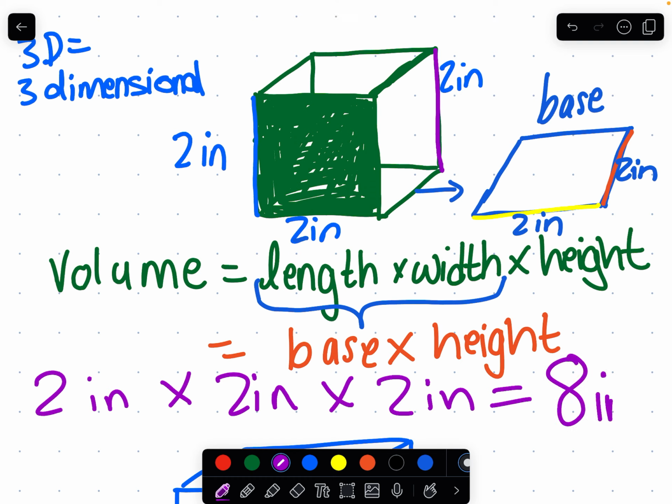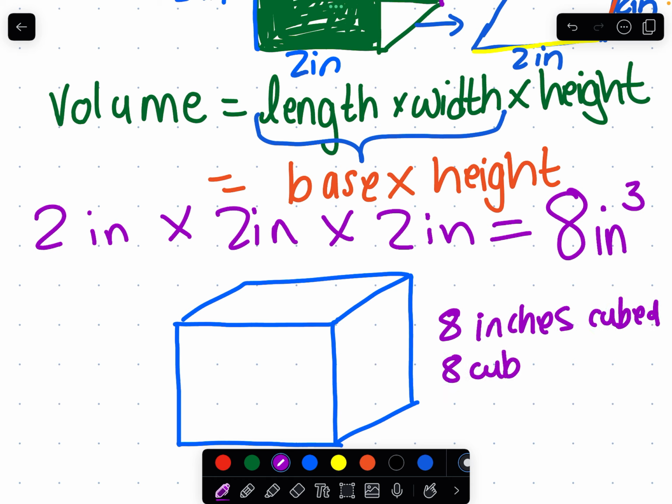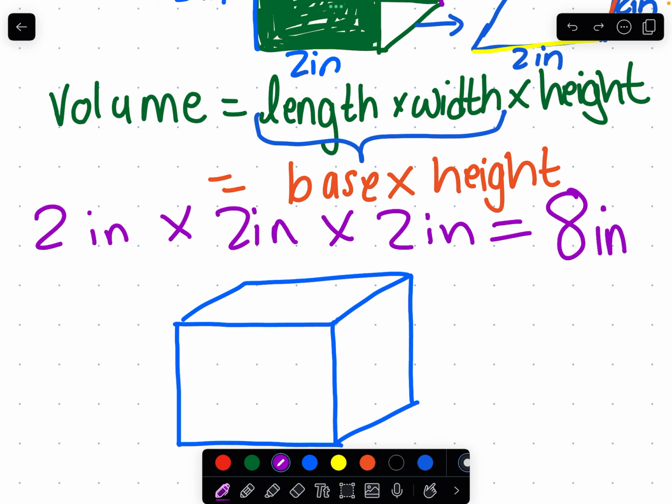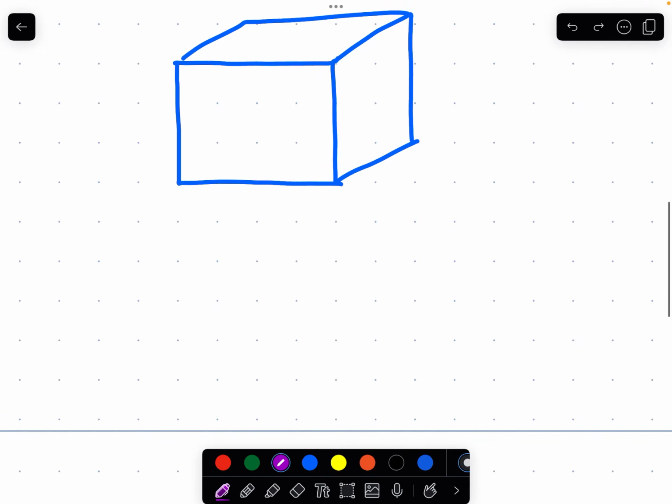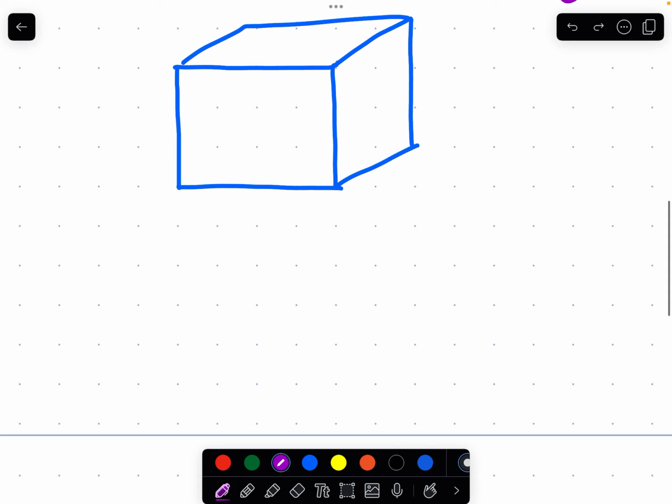So we are talking about 8 inches cubed. And this is the notation for cubed. If we wanted to write it out, we could say 8 inches cubed. You could also say 8 cubic inches. There are all these different ways to do things. Anyway, I'm going to get rid of that right now because we are going to now look at this other shape, this more rectangular three-dimensional figure, and we are going to calculate the volume.